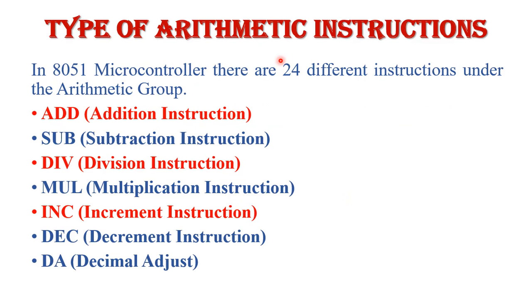Now the types of arithmetic instructions. In the 8051 microcontroller, there are 24 different instructions under the arithmetic group. These instructions are the addition instruction, whose opcode is ADD, the subtraction instruction, division instruction, multiplication instruction, increment instruction, decrement instruction, and decimal adjust instruction. Here ADD, SUB, DIV, MUL, INC are the opcodes of the given instructions.